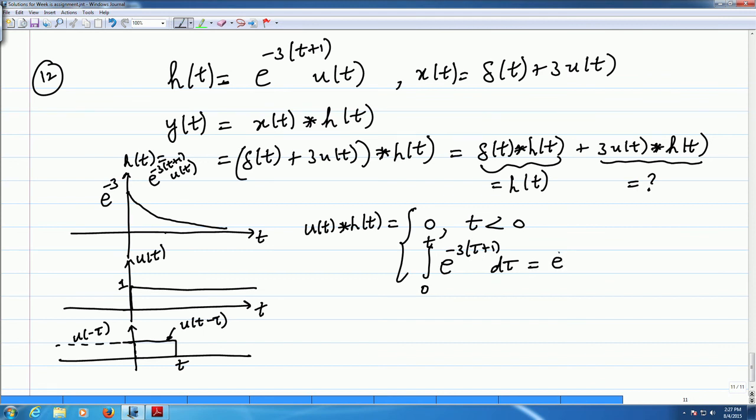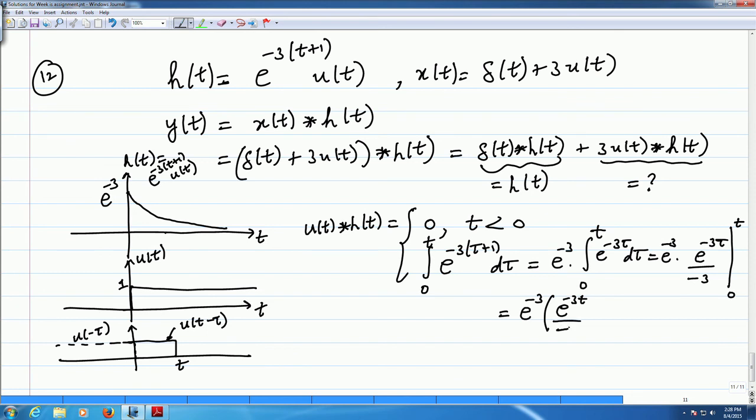So this integration has an e power minus 3 coming out, and then e power minus 3 tau, and integral 0 to t e power minus 3 tau d tau, and that will integrate as e power minus 3 tau by minus 3, and that needs to be substituted from 0 to t, and you would simply get e power minus 3 times, you can put tau equals t, you get e power minus 3 t by minus 3 minus e power 0, right, tau equal to 0 by minus 3, and that works out to this minus and minus will cancel, e power 0 is equal to 1.